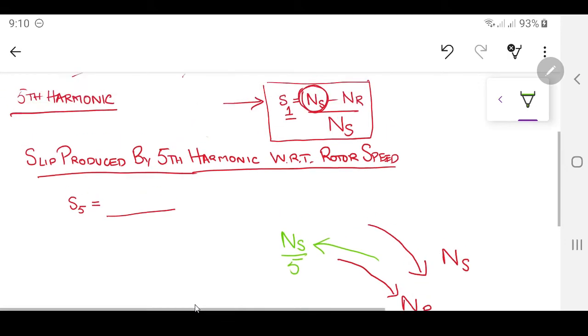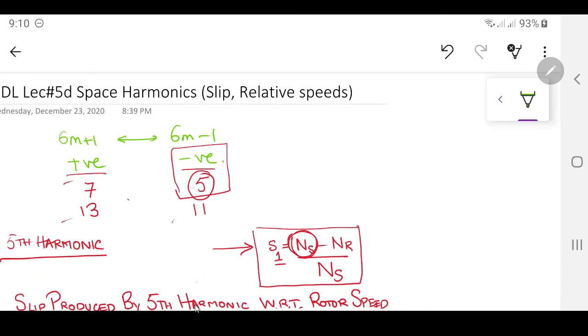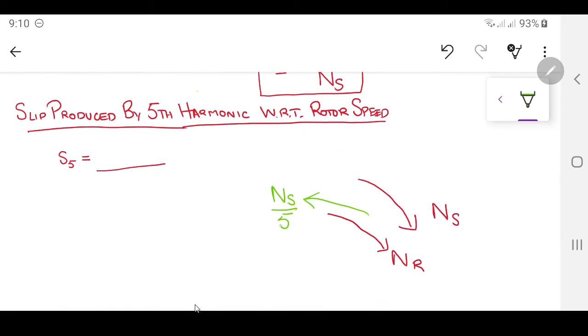Why backward? Because I just told you in the very start, I just revised it, the fifth harmonic is flowing in the backward direction. This negative sign was telling us. So this means that Ns by 5 is going in the opposite direction, that is of Ns. That's why it was producing that crawling effect in the braking region, if you remember that.